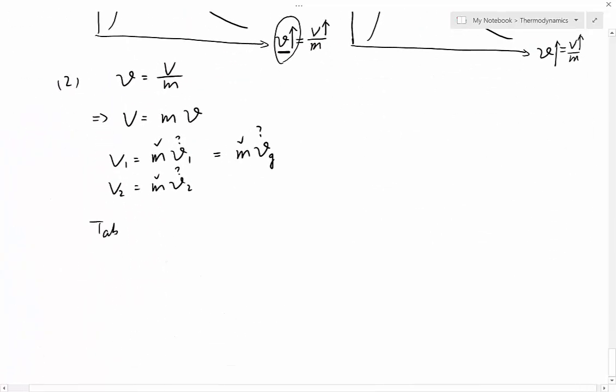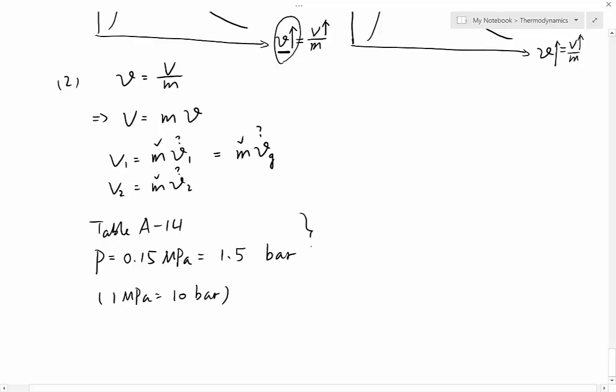We go to table A14, and then we know we have to start from pressure. The pressure we have is 0.15 megapascal. However, the table uses bar, so we have to convert megapascal to bar. The way to convert is 1 megapascal is equal to 10 bar, so our solution is 1.5 bar. So 1.5 bar is our pressure.